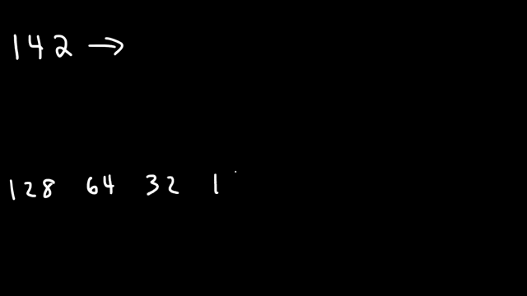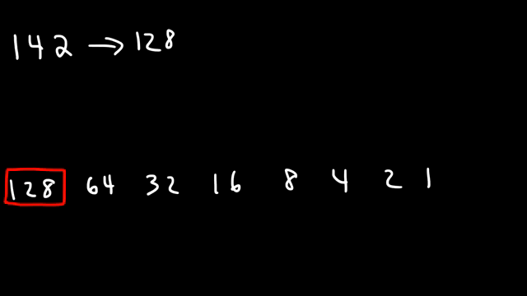Now here's another example. Let's say if we have the number 142. Let's convert that into a binary number. So let's write the list of numbers that we're going to work with. 128, 64, 32, 16, 8, 4, 2, and 1. So the highest base 2 number under 142 is 128. So let's start with that. And then if we subtract 142 by 128, that's going to give us 14.